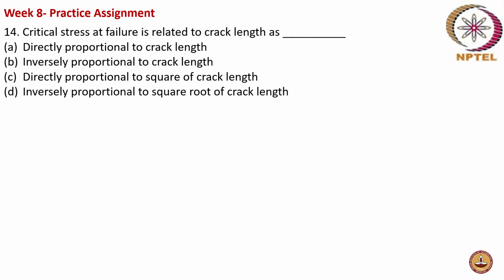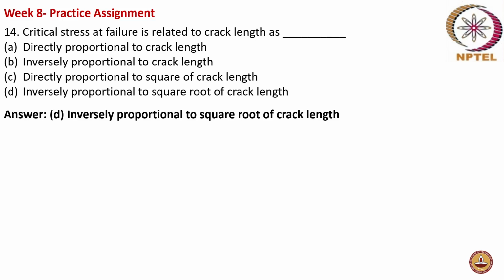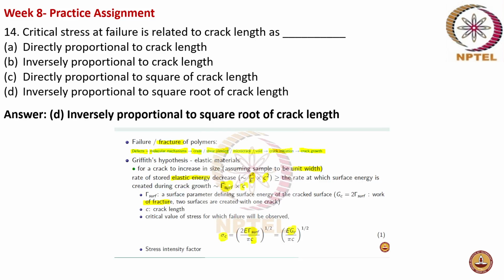Critical stress at failure is related to crack length as: is it directly proportional to the crack length, or inversely proportional to the crack length, or directly proportional to the square of the crack length, or inversely proportional to the square root of the crack length? How is critical stress at failure related to the crack length? It is actually inversely proportional to the square root of the crack length.